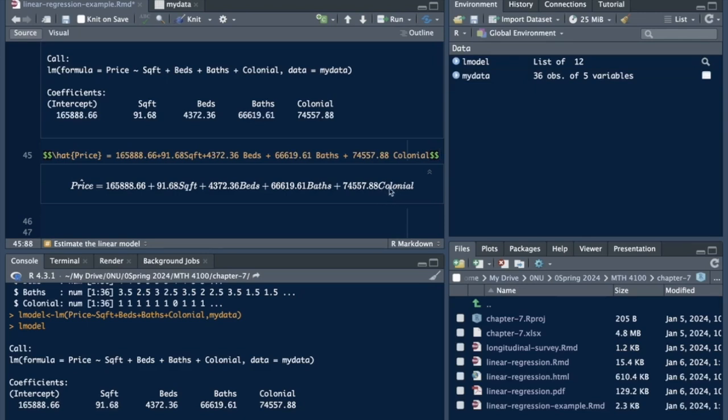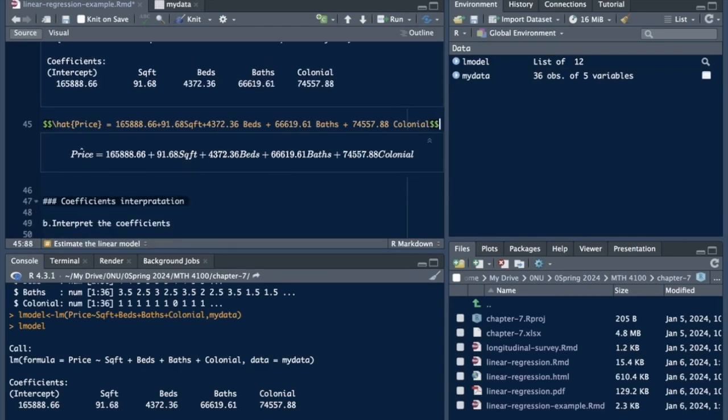The colonial takes values 0 or 1. Baths takes values 1, 2, 3, 4, 5, etc. Beds takes values 1, 2, 3, 4, etc. Square foot takes values like 1,000, 1,500, 2,000 square feet, etc. So this is my estimated model. We have created the model right now.